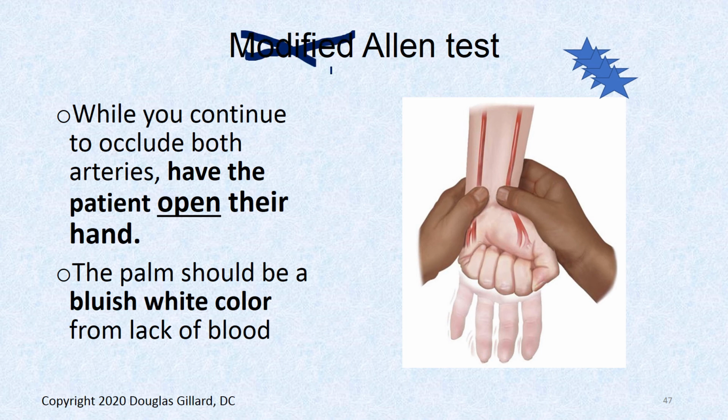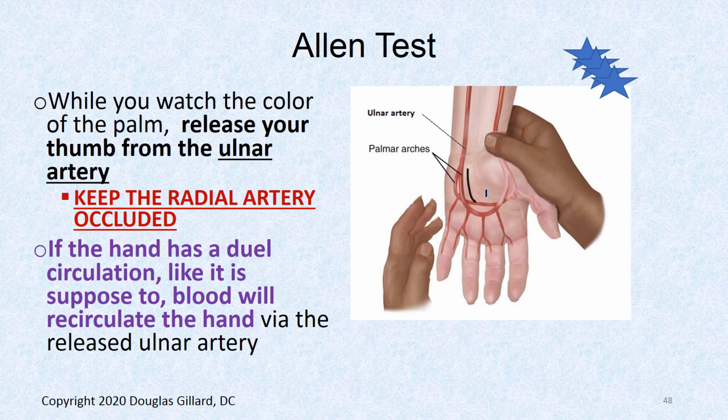But Allen's test. So have them open their hand. That's just what I said. And we're testing the ulnar artery. This one's remaining closed, right? Because if you open that, the test is ruined, because then the blood can get down. We don't know what the problem is. Keep this one closed. So we're testing to see if the ulnar artery will circulate and make the hand happy again with blood flow. All right?